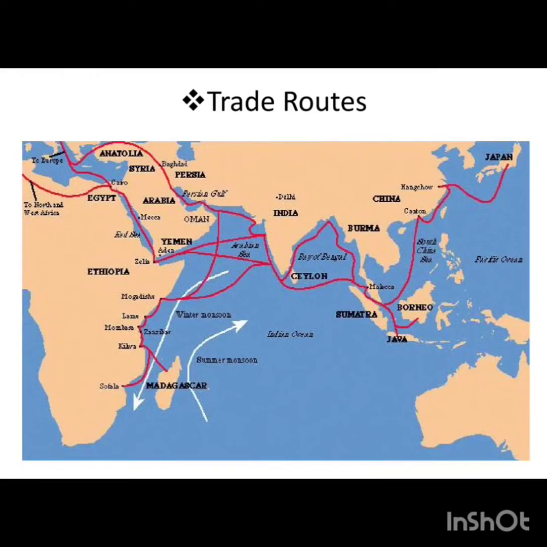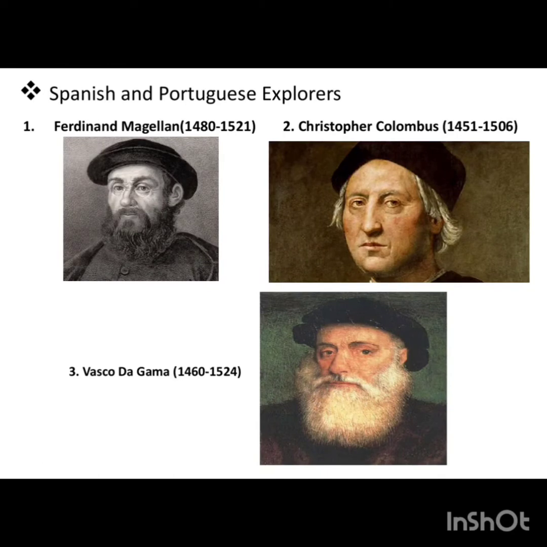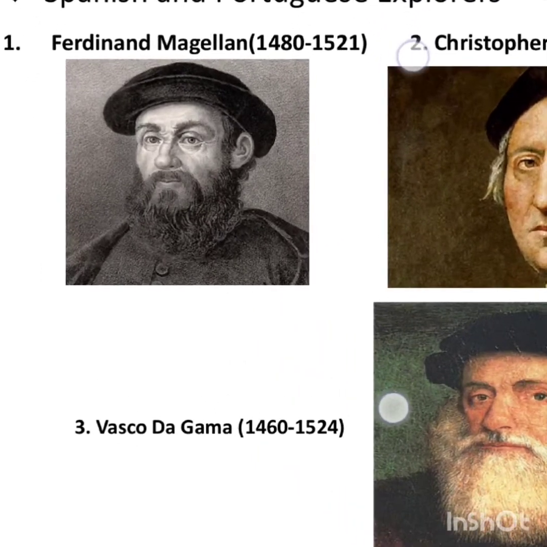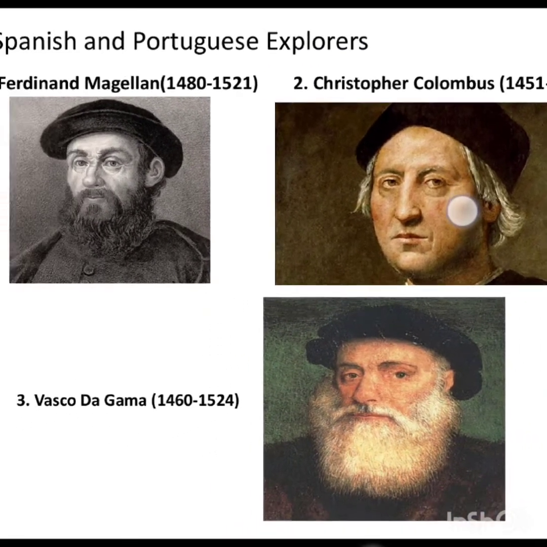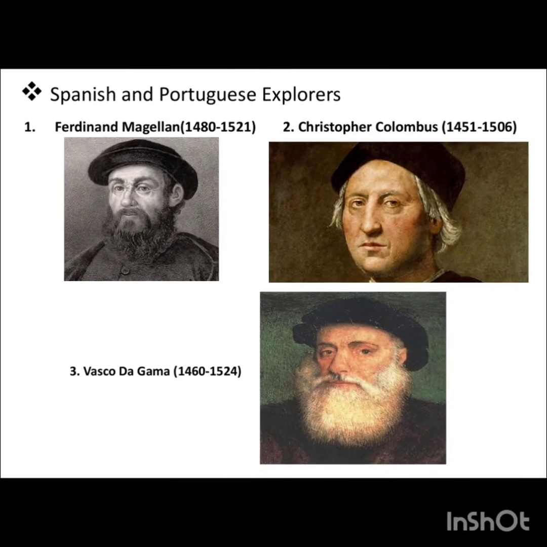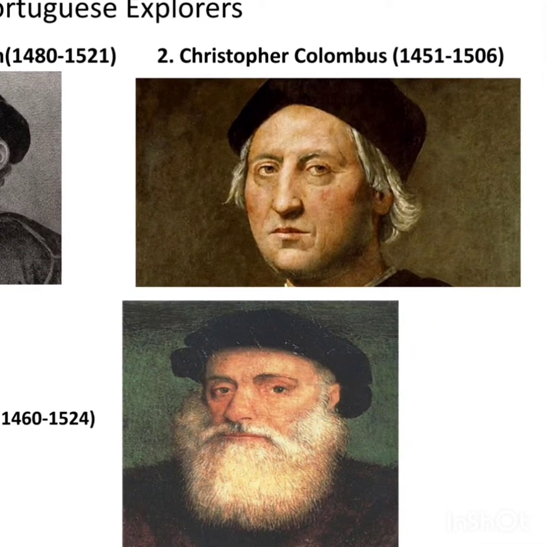Due to these rich resources, foreign traders were attracted towards our subcontinent India. Because of this attraction, they wanted to discover a sea route to India. Likewise, few famous explorers came in. The Spanish explorer Ferdinand Magellan, Portuguese explorers Christopher Columbus and Vasco da Gama. These explorers made a remarkable achievement in finding sea routes. Now let's discuss these explorers. Christopher Columbus sailed west and reached America in the year 1492, which he thought was India. Vasco da Gama discovered a sea route to India by traveling east around the continent of Africa, arriving in 1493. So Vasco da Gama was the one who discovered the first sea route to India.